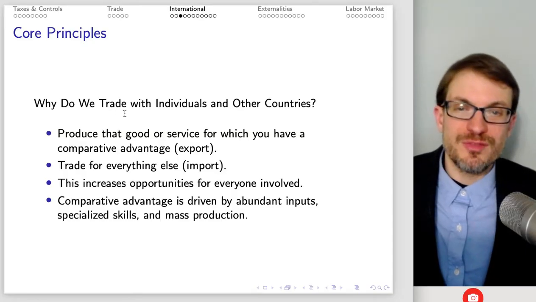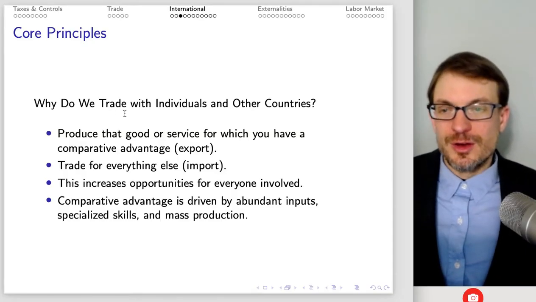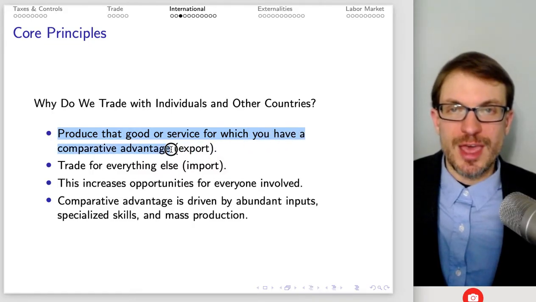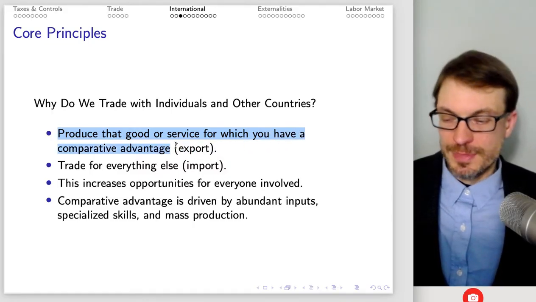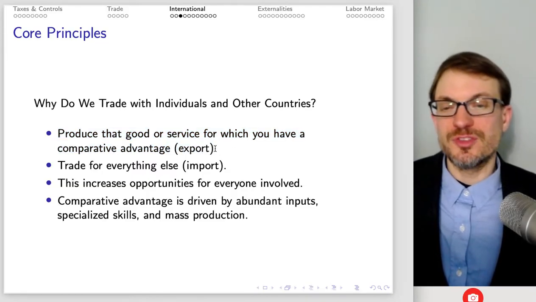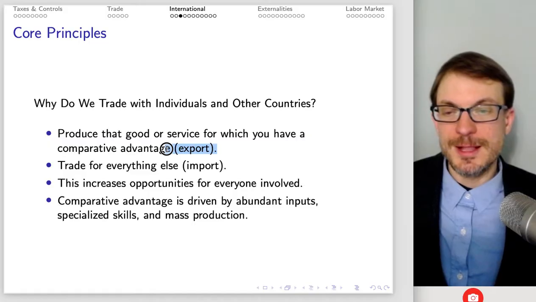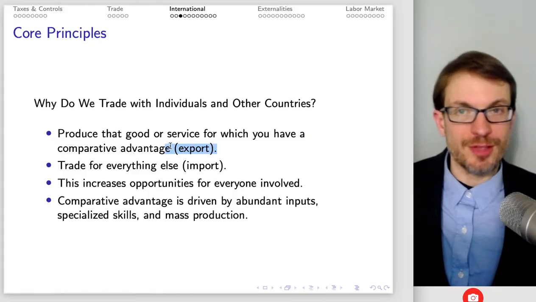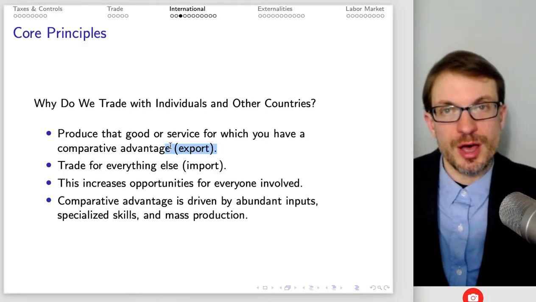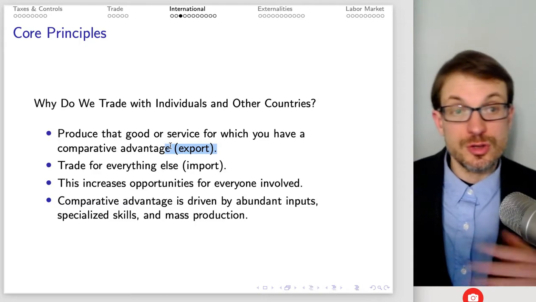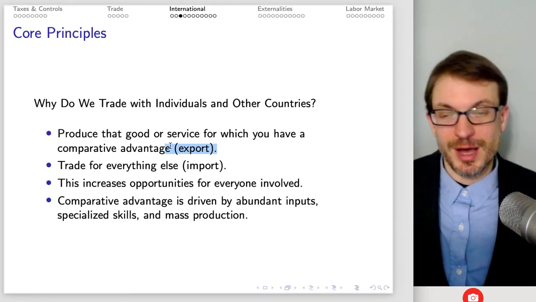Why do we trade with individuals in other countries? Well, ultimately what you want to do is produce a good or service for which you have a comparative advantage, a relatively low opportunity cost relative to the rest of the world. Then you ought to export. This would be the situation where the world price is higher than the domestic price. And then what's going to happen? Domestic firms are going to find buyers abroad who are willing to pay more for those products than their domestic buyers. Good for domestic sellers, bad for domestic buyers.